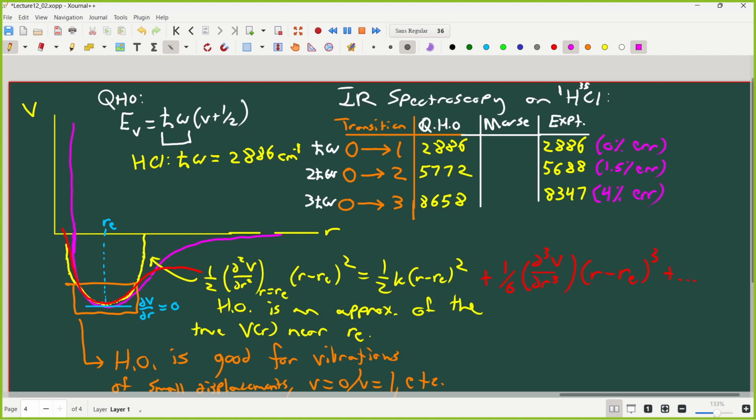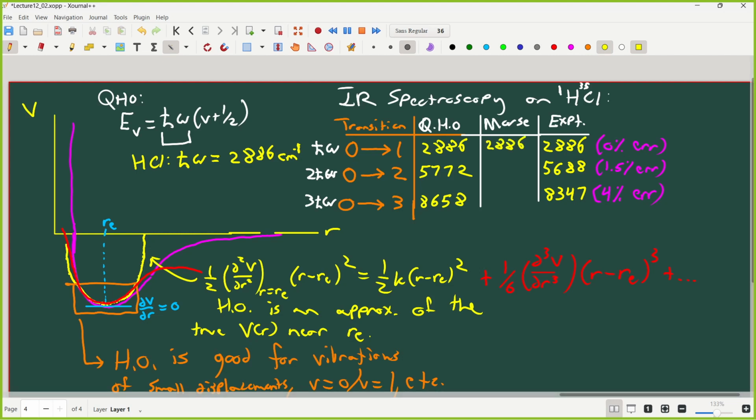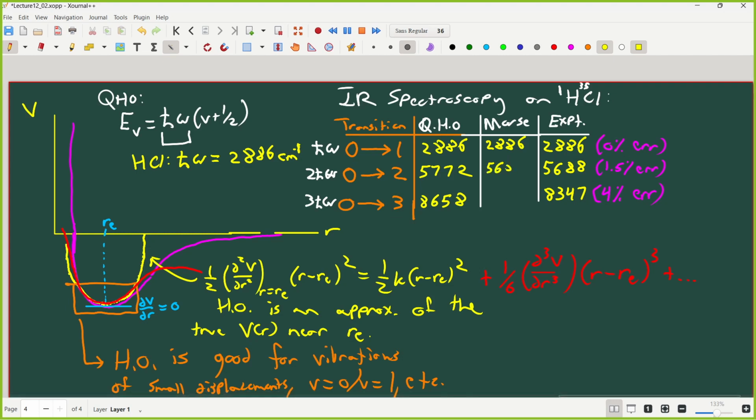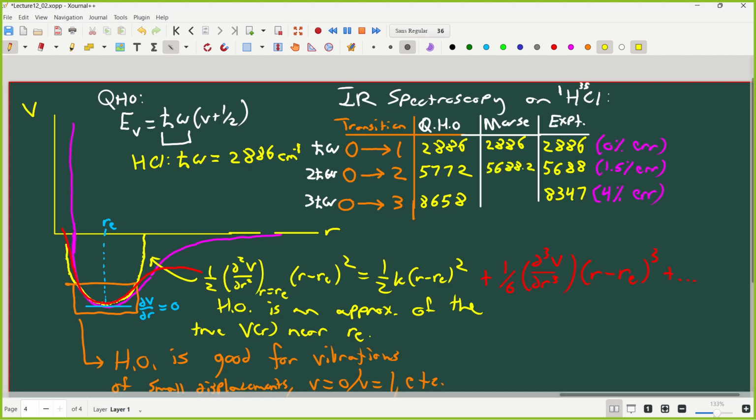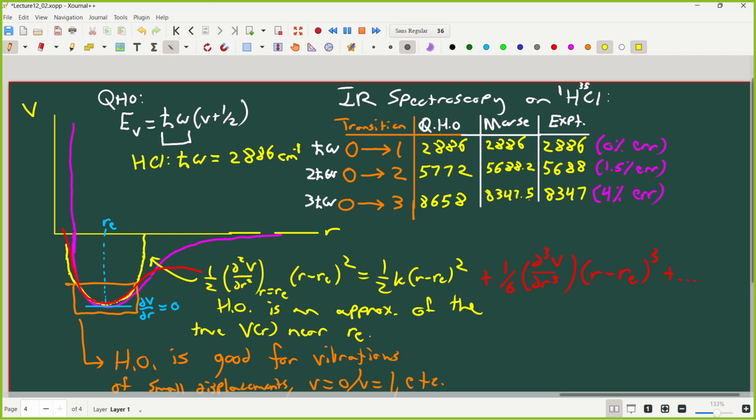Let's look at what the Morse potential does. The Morse potential gets that correct, 0 to 1. Now let's look at what it does here. I'm only off by 0.2 wave numbers. Then let me go up to the next one. My error is worse, but now I'm off by 5 wave numbers instead of hundreds.